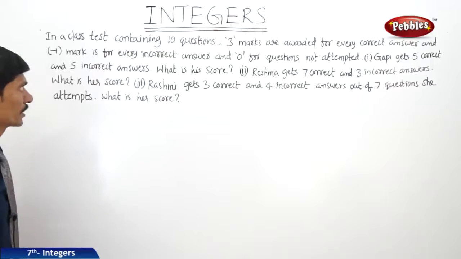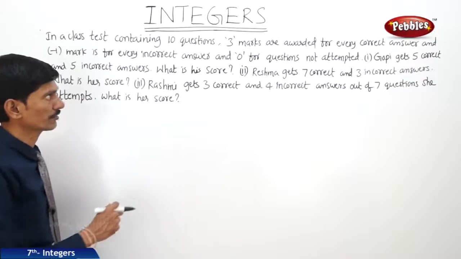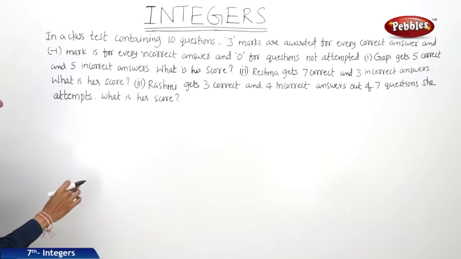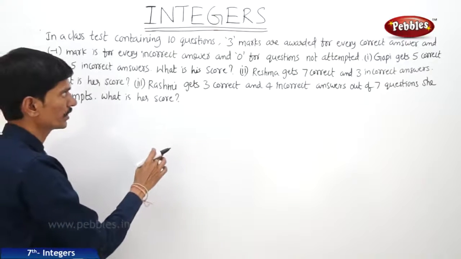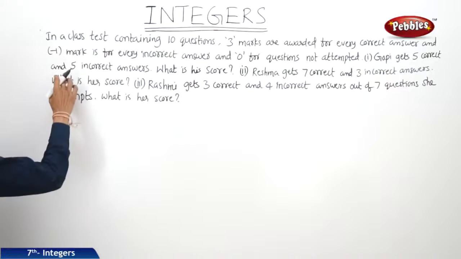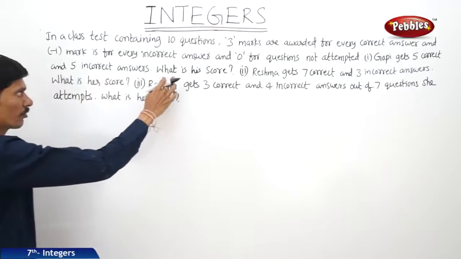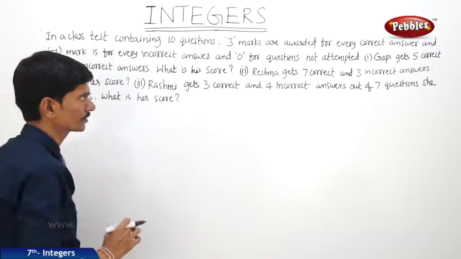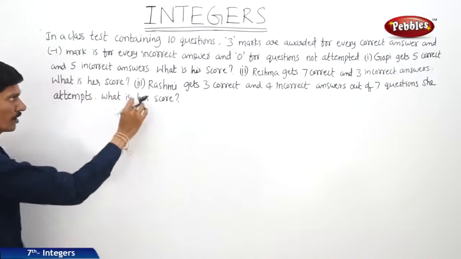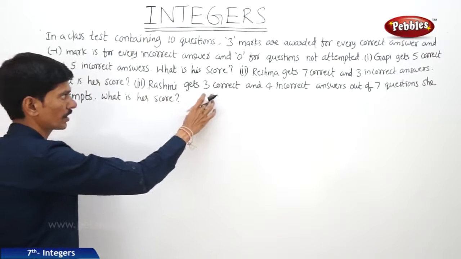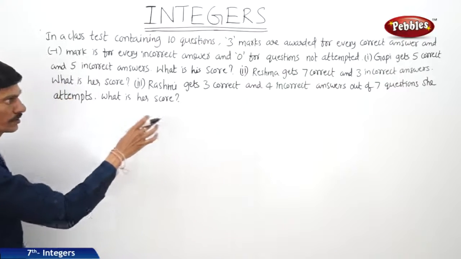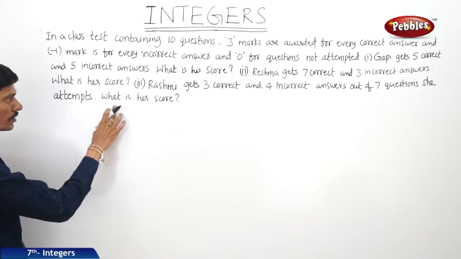In a class test containing 10 questions, 3 marks are awarded for every correct answer, and minus 1 mark for every incorrect answer, and 0 marks for questions not attempted. Then Gopi gets 5 correct and 5 incorrect answers. What is his score? And Reshma gets 7 correct and 3 incorrect answers. What is her score? And Rashmi gets 3 correct and 4 incorrect answers out of 7 questions she attempts. Then what is her score?